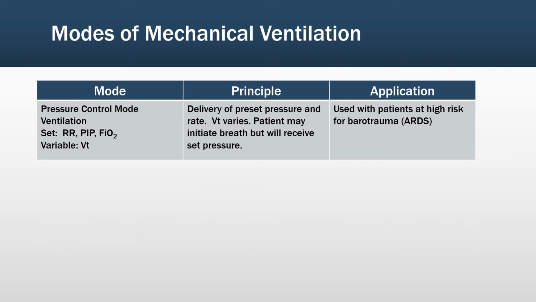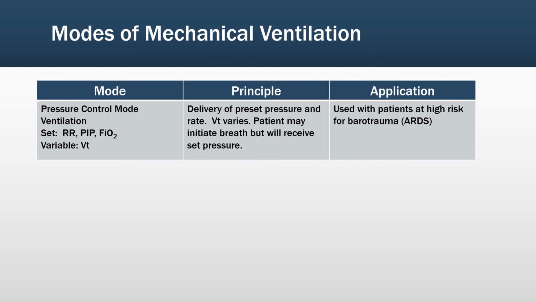The next mode we'll look at is pressure control ventilation. In this mode, the parameters that are set are the respiratory rate, peak inspiratory pressure, and the FiO2, and what's variable is the tidal volume. Pressure control ventilation is similar to assist control ventilation in that it is a controlled method of ventilation, and the patient receives the set pressure and rate regardless of if the breath is initiated by the machine or the patient, the difference being that it's pressure instead of volume that is set.